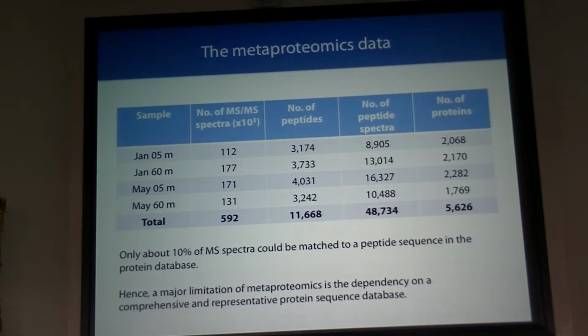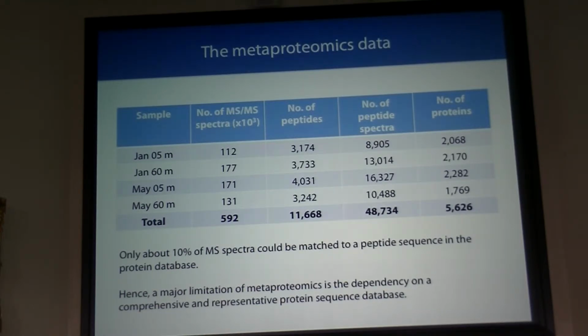Okay. So if we look at the 4 samples, the actual data that comes off of our mass spectrometer is about 592,000 spectra. Okay? So that's the raw data. When we annotate that against our databases, we only identify 48,000 peptides. Okay? So only about 10% of the data we're actually able to identify what proteins it comes from.